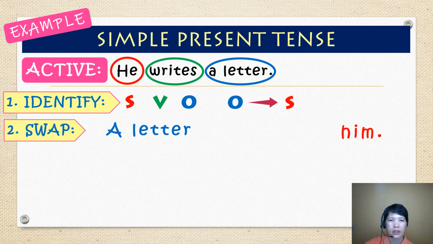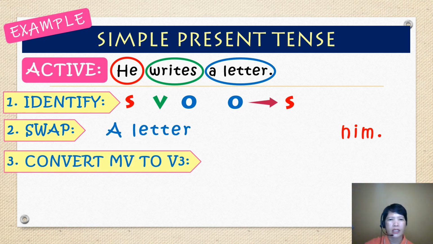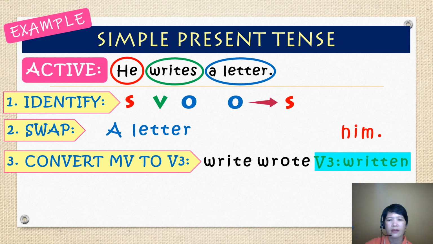Now, let's go to the third step, which is to convert the main verb to the third form, or the V3. So, the base form of the verb write is write, and then wrote, and then written. So, we will put the word written. So we now have a letter written him. So it doesn't make sense.